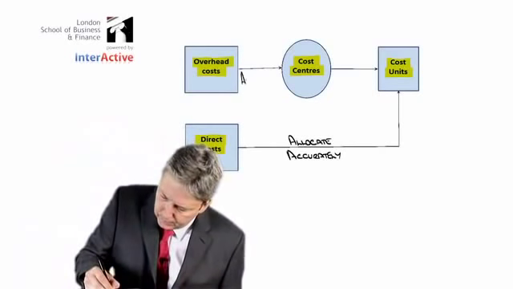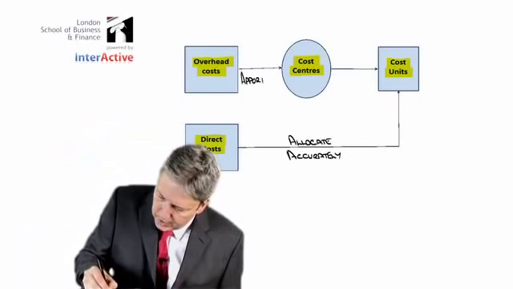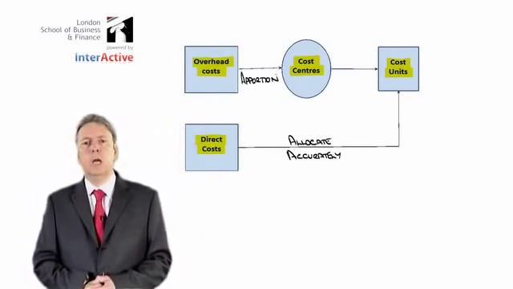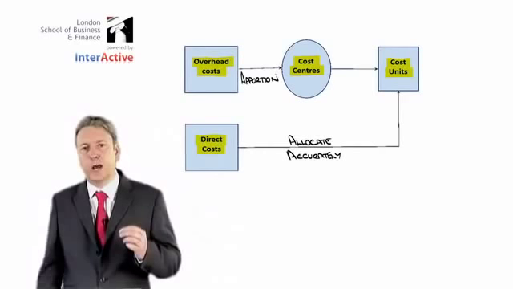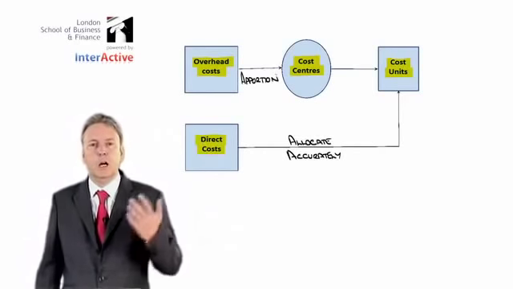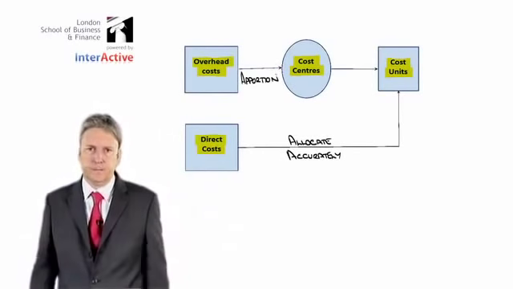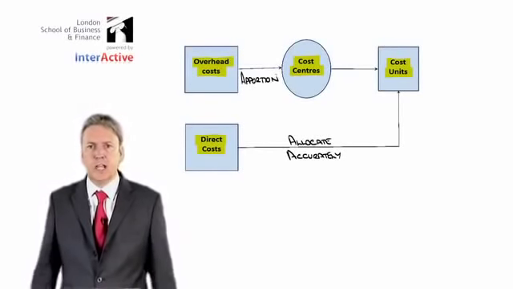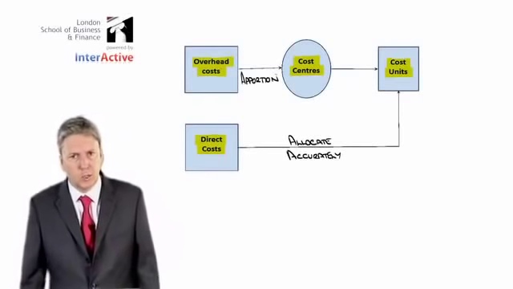Okay? But when it comes to the overhead costs, what we have are two steps. Firstly, we apportion the costs to the cost centre. Most of the costs will have to be spread in some fair way across all the cost centres. Now, there's no right or wrong answer here.